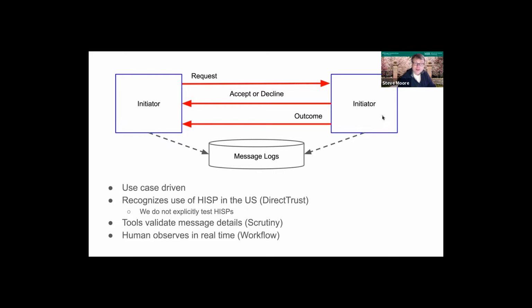The HISP actually is a man in the middle between the initiator and recipient. We do not explicitly test the HISPs. We're just testing the end-to-end communication. We have tools that validate the message details. We used to do that by hand, and that's excruciating, so we're in the process of developing software to simplify that. And then we have a human who observes in real time what's actually going on.